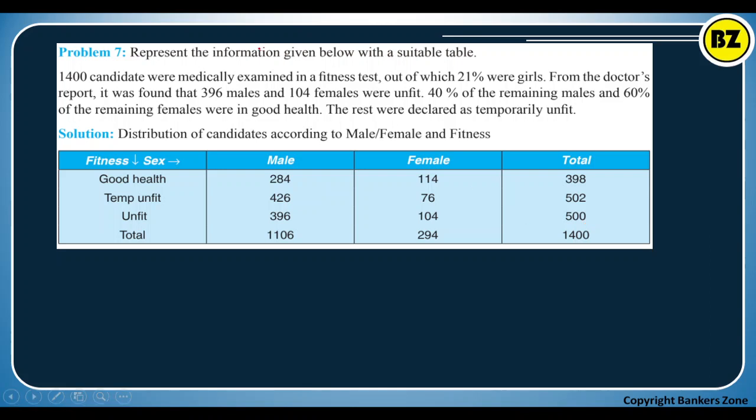See the problem. Represent the information given below in a suitable table. So basically they have given this information, and in the solution we have to prepare the table. It is a basic table we have to prepare, so it is very easy. See, a total of 1400 candidates were medically examined in the fitness test. So I will say there were 1400 candidates in total.